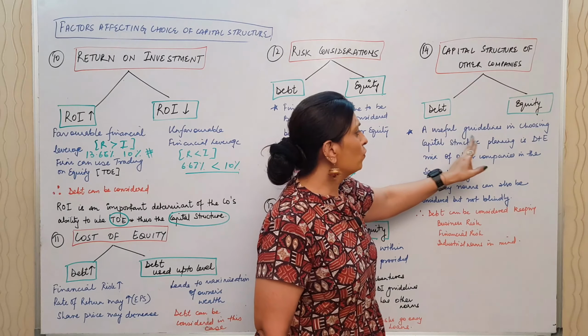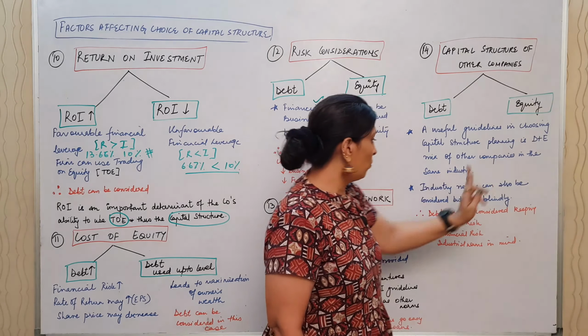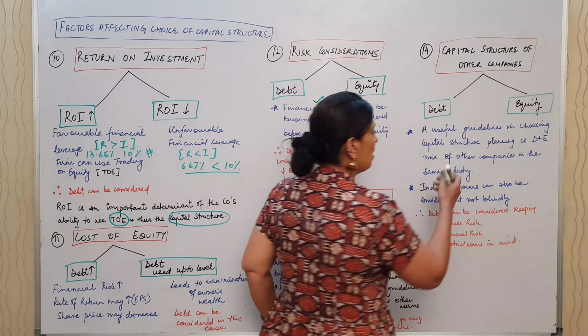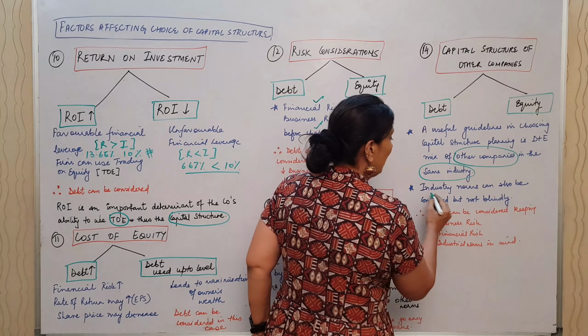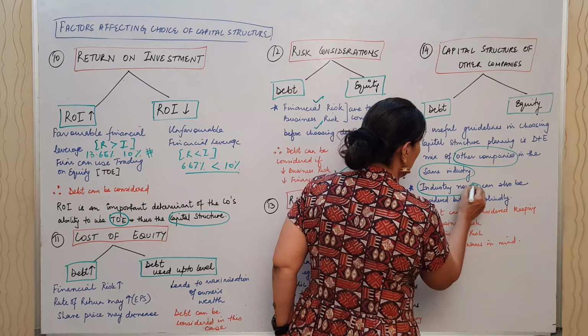Debt or equity, a useful guideline in choosing capital structure planning is the debt plus equity mix of other companies in the same industry. So you can consider other companies, but you can consider the same industries. Industry norms can also be considered. So you have to see what the industry norms are.